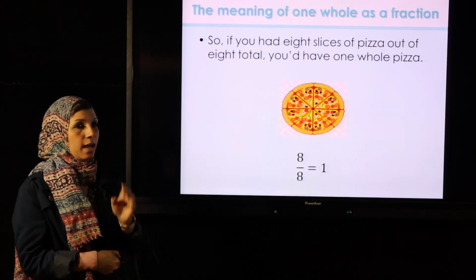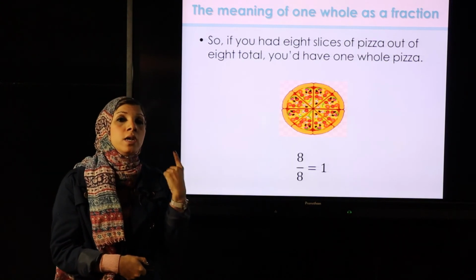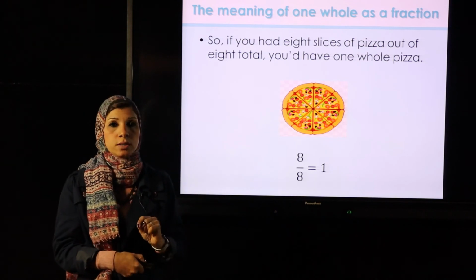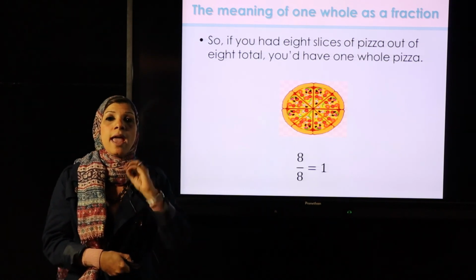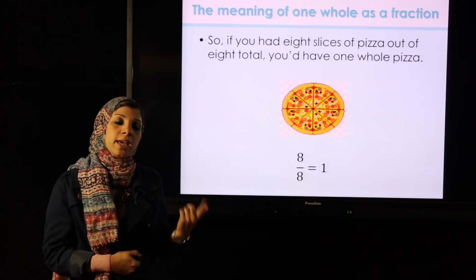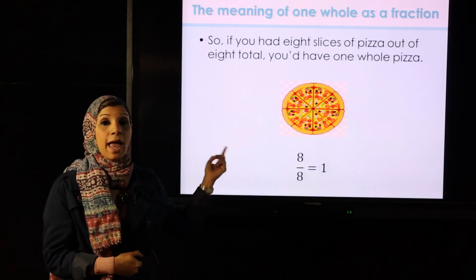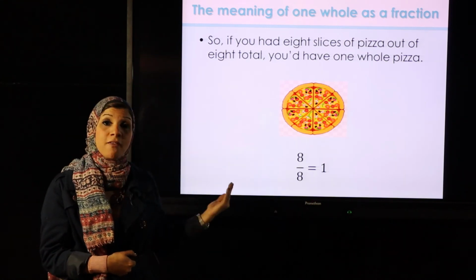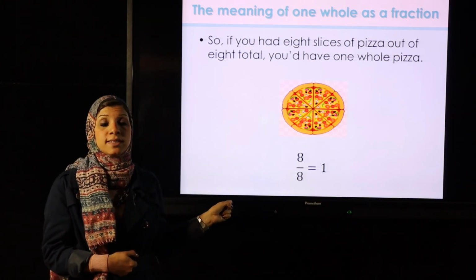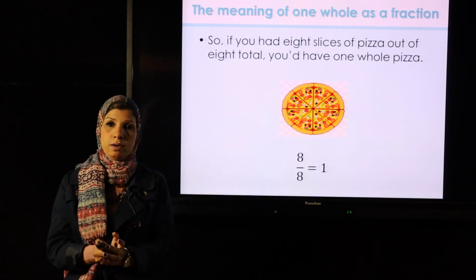Let's see. In this example, we have only one whole pizza, and it is divided into 8 parts. And 8 students ate the 8 parts, so it means we ate the whole pizza. So how can we write it as a fraction? How many parts did we eat? 8. And how many total parts do we have? 8. So the number in the numerator is the same as in the denominator, which means I ate the whole one. Okay.